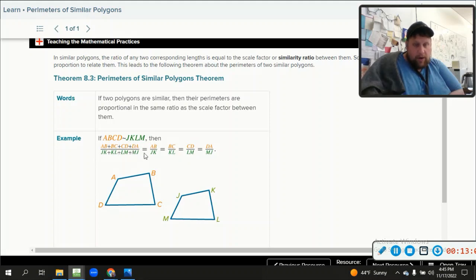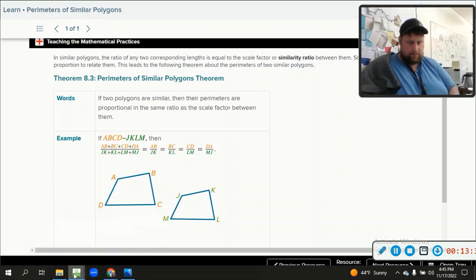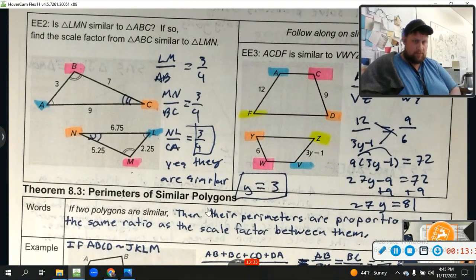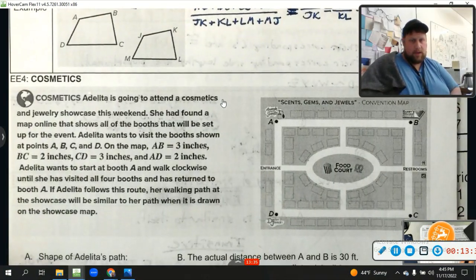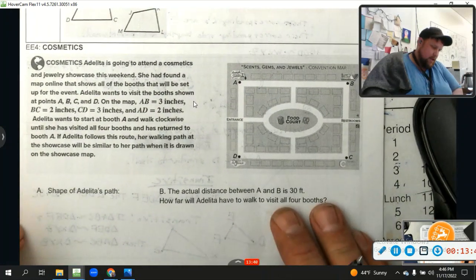And it says, cosmetics. Adelita is going to attend a cosmetics and jewelry showcase this weekend. She had found a map online that shows all the booths that will be set up for the event. Adelita wants to visit the booths shown at points A, B, C, and D on the map. AB equals 3 inches, BC is 2 inches, CD is 3 inches, and AD is 2 inches.